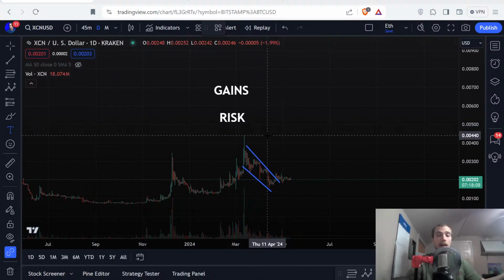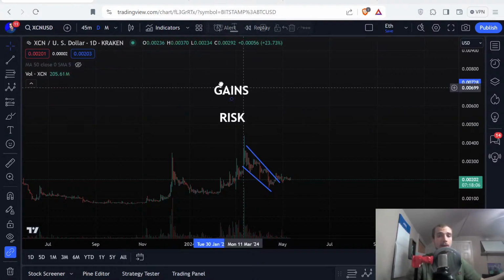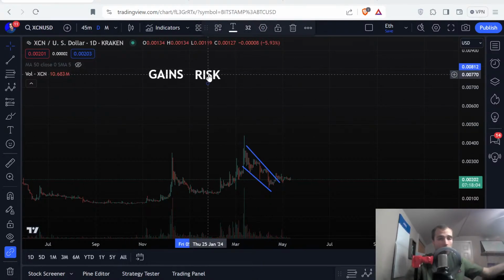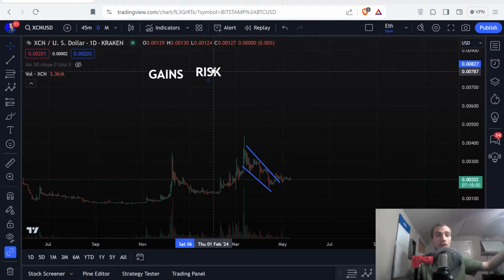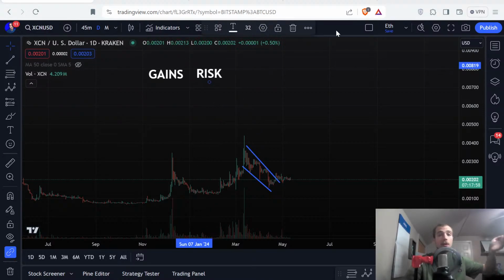So yeah, I am bullish on a lot of different coins, but the question you've got to ask yourself is, what's going to give you the highest gains? What's going to give you the highest gains for the lowest risk? How do you determine that?